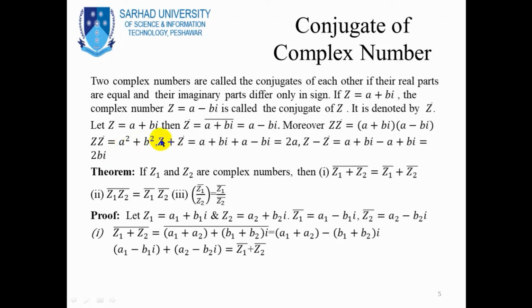Now the addition of the complex number z and its conjugate, (a + ib) + (a - ib), gives a result in real form.